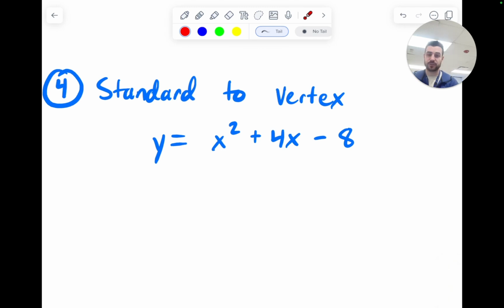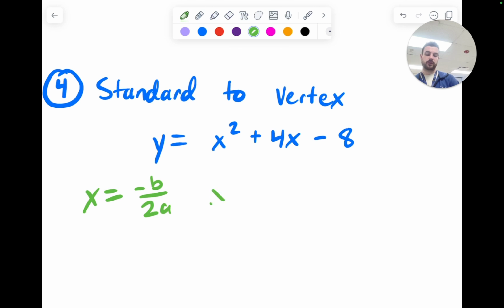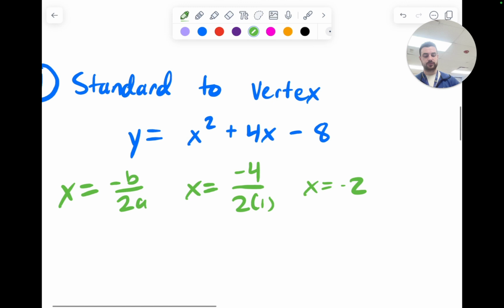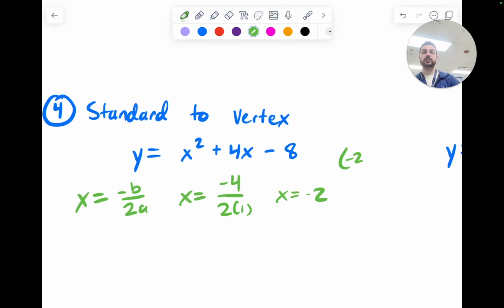Now, lastly, what we're going to do is we're going to go from standard to vertex form. Now, there are, again, a couple different ways we could do this. What I choose to do in this unit, just kind of a personal preference, is to find our vertex. Now, we already do that in standard form when we're graphing. So I'm going to first find my axis of symmetry, which will be the opposite of b over 2a. So we get negative 4 over 2 times 1. X is negative 2. So that is the x value of my vertex.